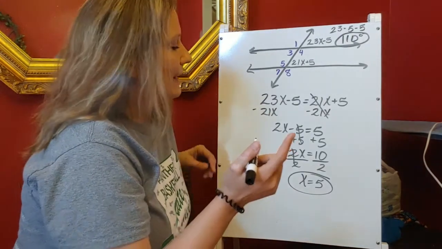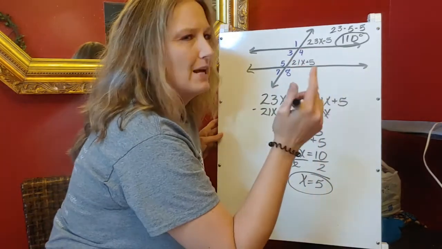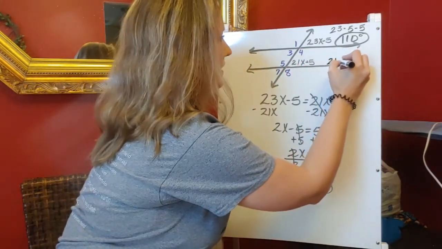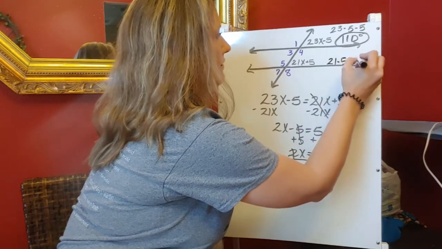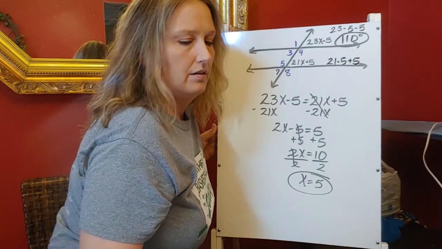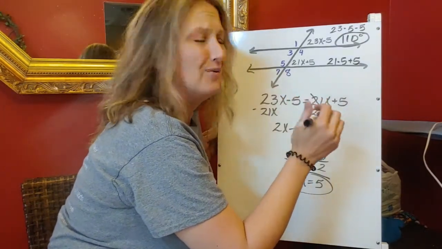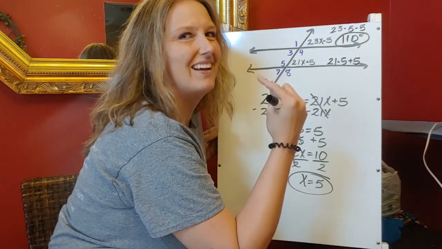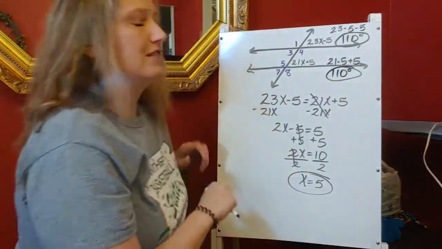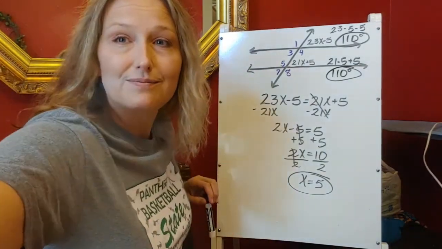So I'm going to take that and also sub it in down here at the bottom. See if I get the same thing. I should get the same thing. So 21 times 5 plus 5. And I do. Who knew? 110 degrees. So those are corresponding angles.